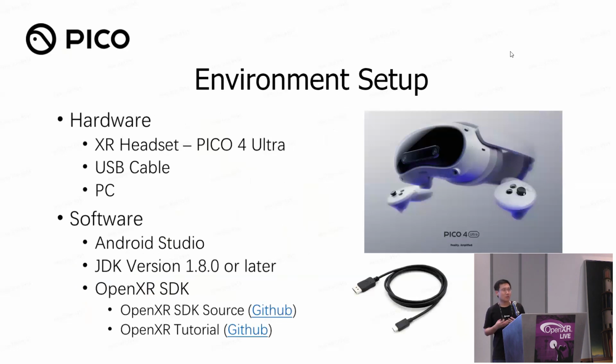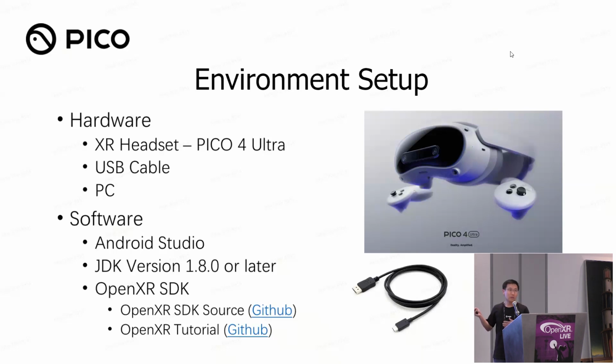Firstly, we need to set up the environment. We need the hardware and software. For the hardware part, we need an XR headset, like the PICO 4 Ultra in my example. We also need a PC or laptop and a USB cable. For the software part, we need to download and install Android Studio, and we also need to make sure the JDK version meets the requirements.